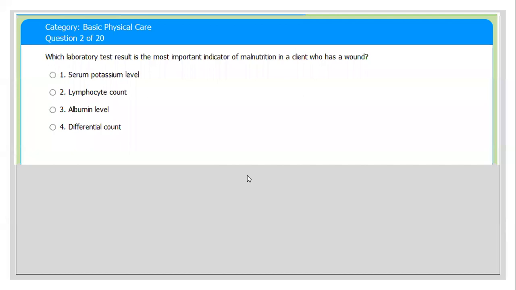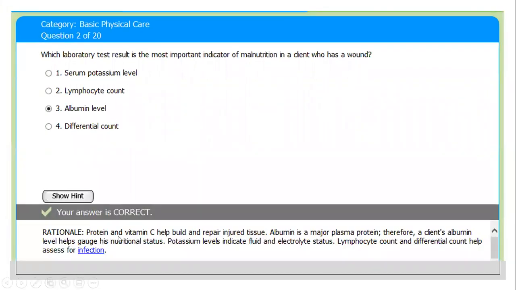What is the rationale? Protein and vitamin C help build and repair injured tissues, meaning the wound. Albumin is a major plasma protein. Therefore, a client's albumin level helps show his nutritional status. Potassium level indicates fluid and electrolyte status. Lymphocyte count and differential count help in the assessment for infection.